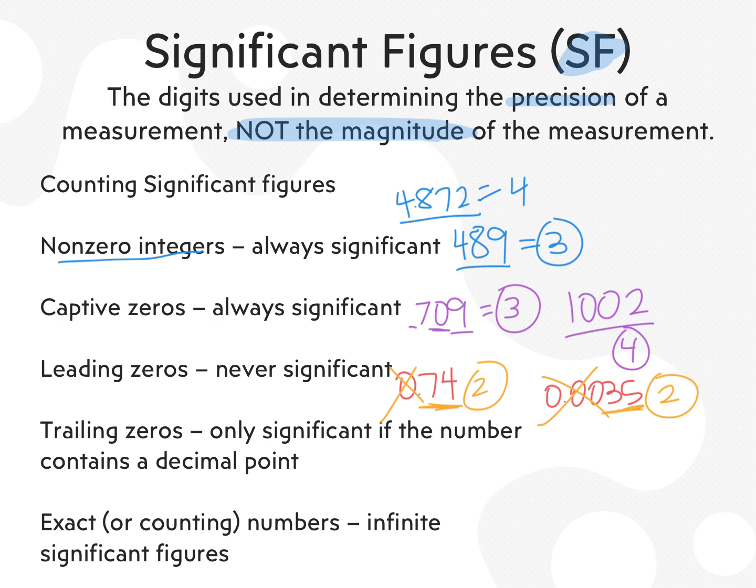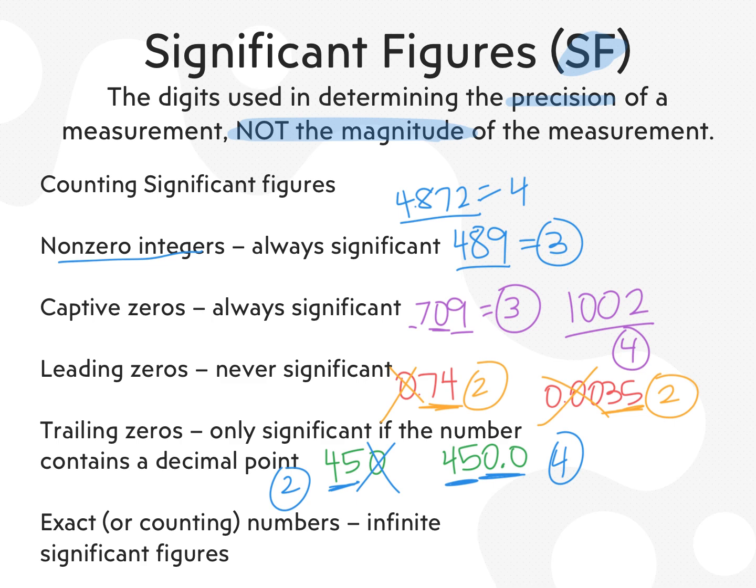Whereas trailing zeros, which are the zeros that come after the non-zero integers, are significant when there is a decimal point, and they are not significant when there is not a decimal point. So if I do have a decimal point like this, then I am going to count those zeros, and this has 4 significant figures. But if I do not have a decimal, then that 0 at the end is not going to be significant, and I only have 2 significant figures.